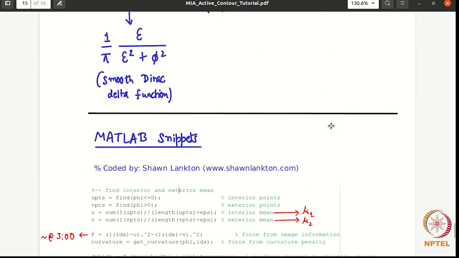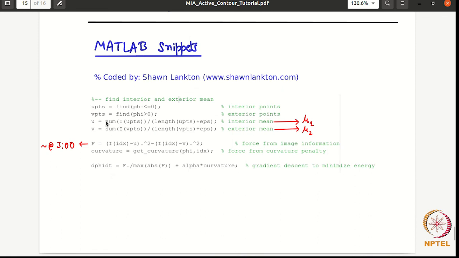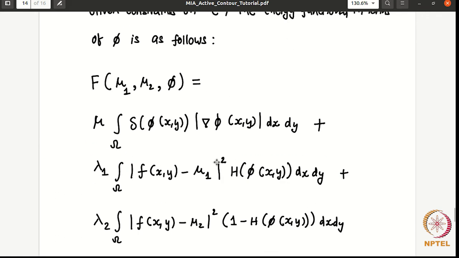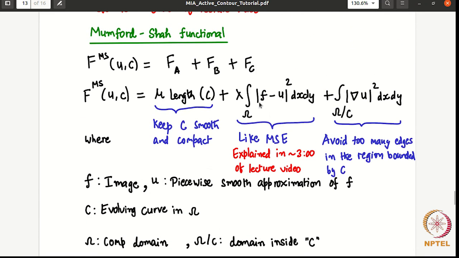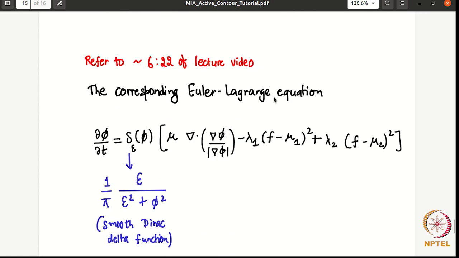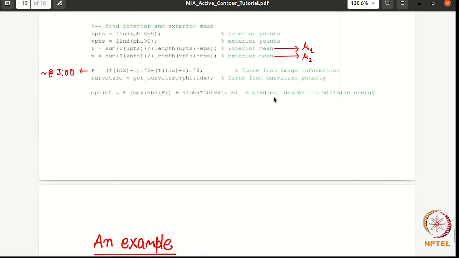So we are calculating this in MATLAB like this, and then this formula, the force from image information. You see, I minus u square plus I minus v square. This is the same as this, f minus u. Also, it has some other terms, like get curvature, etc. That I do not know, but it has some more terms also.